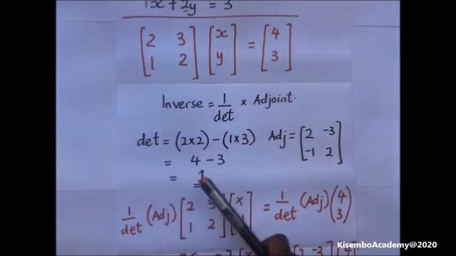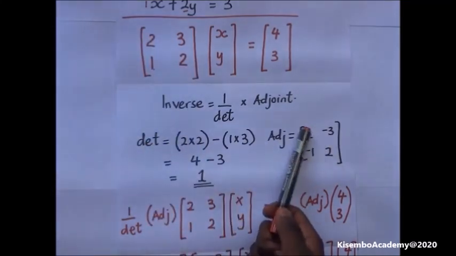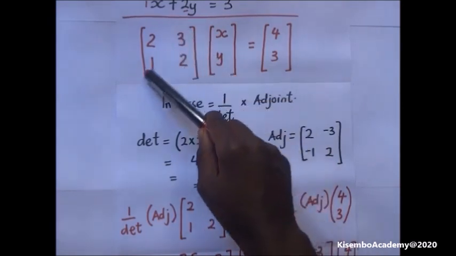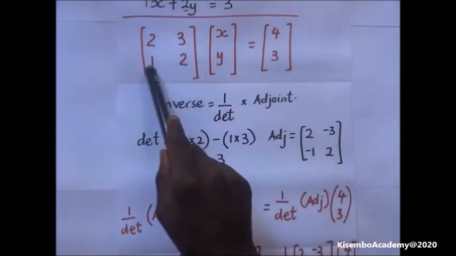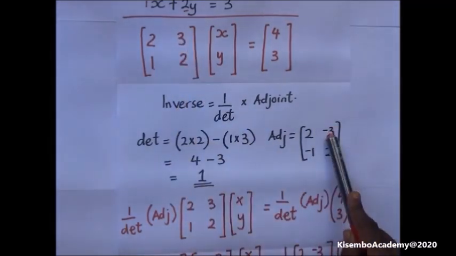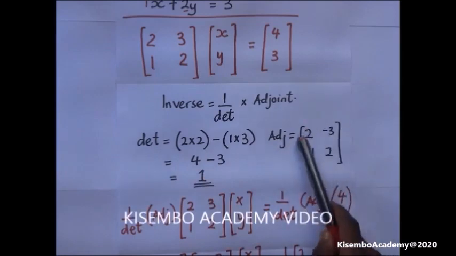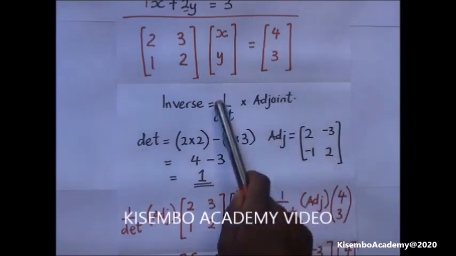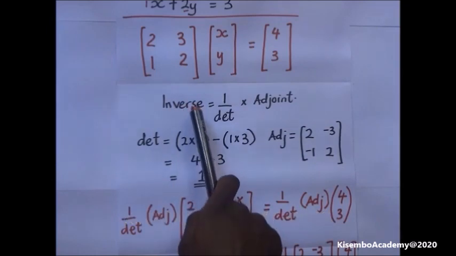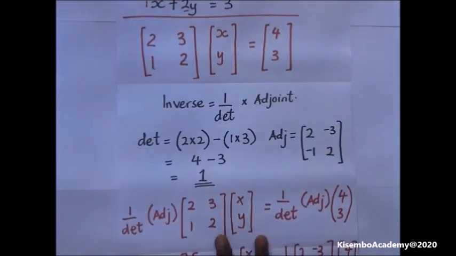After getting our determinant as 1, we find the adjoint of this matrix. We get the adjoint by interchanging the numbers in the main diagonal, which are the 2's. Then in the minor diagonal, we simply multiply the numbers by -1. 1 times -1 is -1. 3 times -1 is -3. So after getting the determinant and the adjoint, we can substitute them in here so that we are able to get the inverse of the matrix. And it is this inverse that we are going to multiply here on both sides. And this is what is happening in our next step.